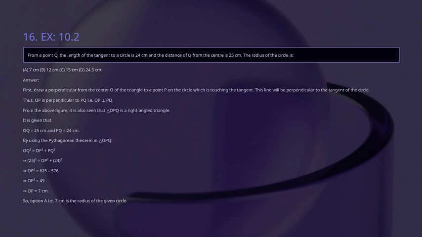Remember, in circle geometry, the key concepts involve understanding distances from the center, the properties of right triangles formed with the radius and tangent, and applying the Pythagorean theorem accurately. These are the core ideas that help us solve such problems efficiently.